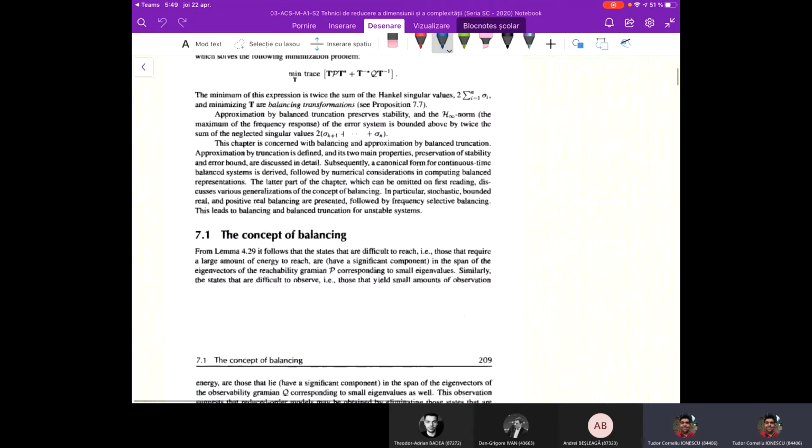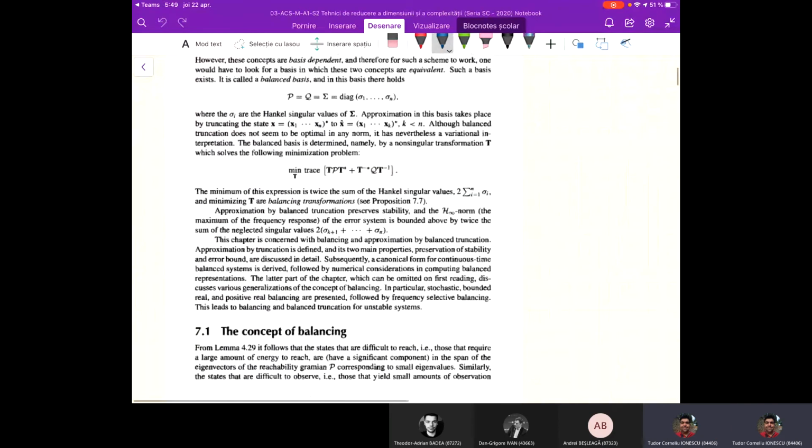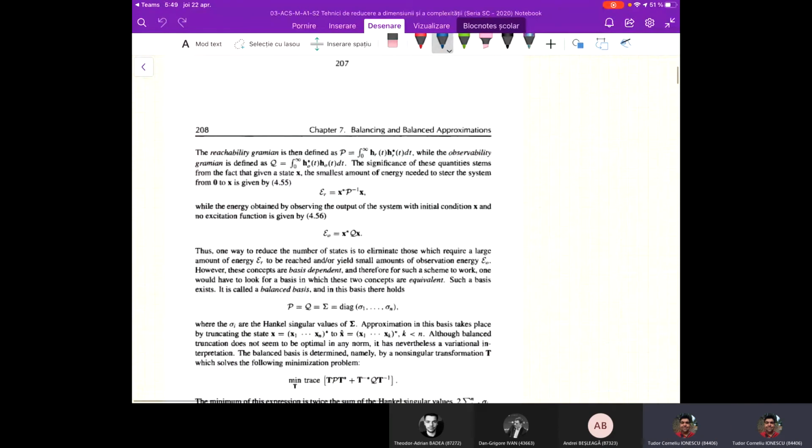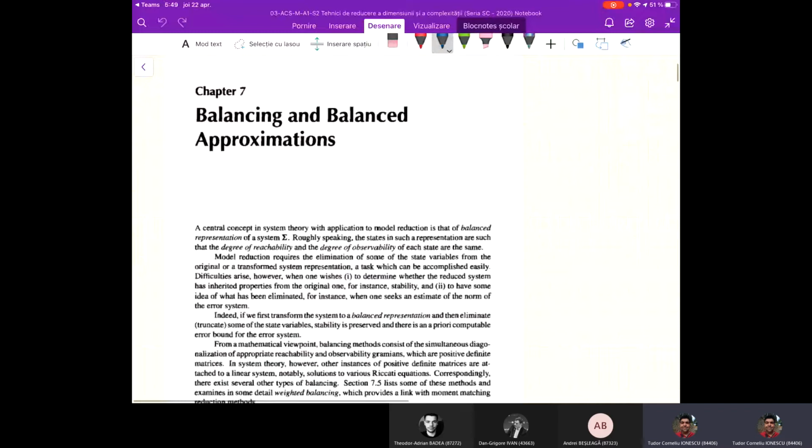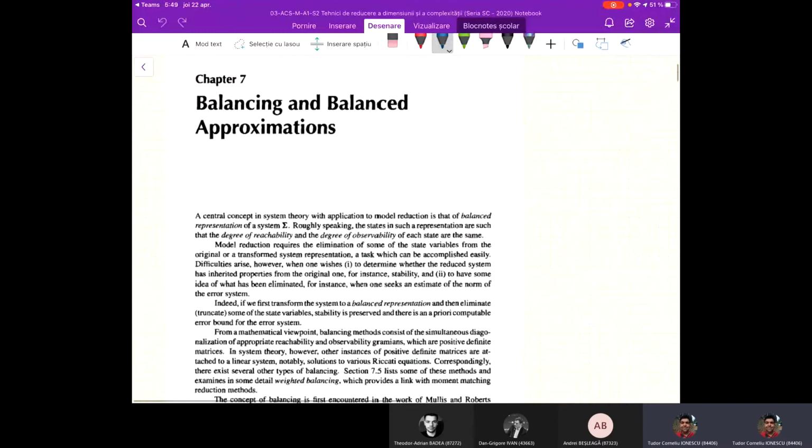And now we are going to look in the book of Antoulas. In the book of Antoulas, there's a whole chapter dedicated to balanced truncation. Chapter 7 is dedicated to it. So we are going to read a few details from the book so we can have a clear view of things.